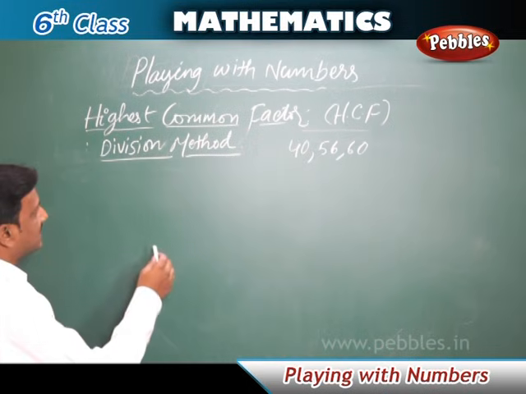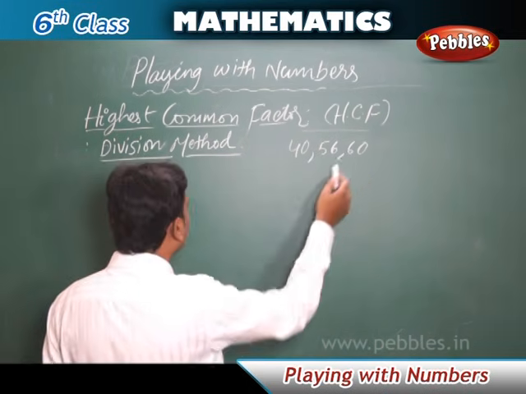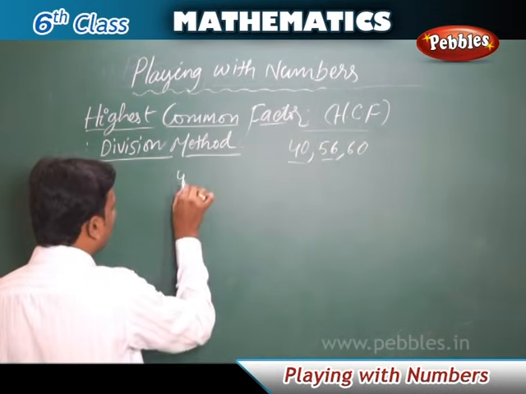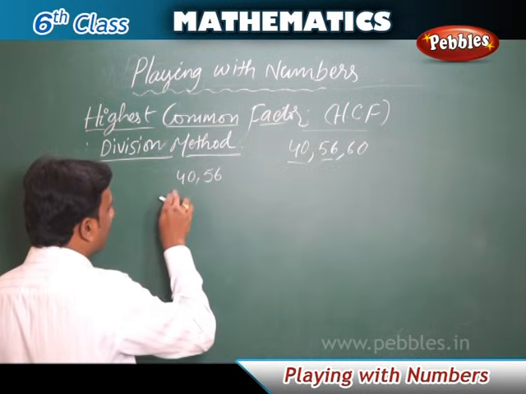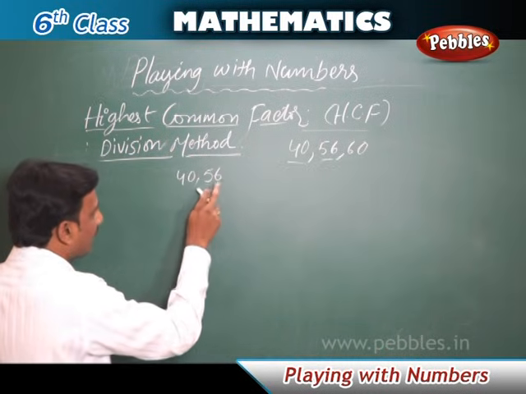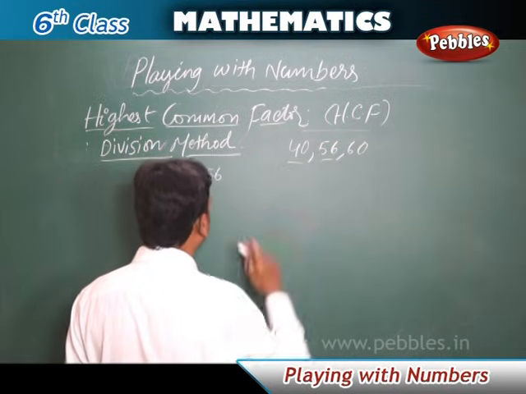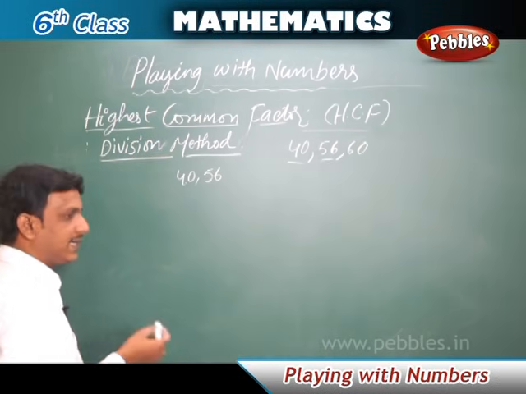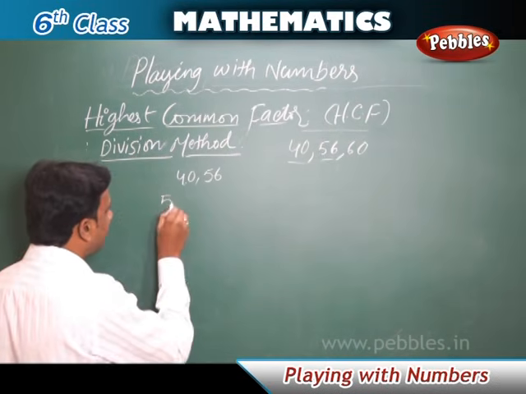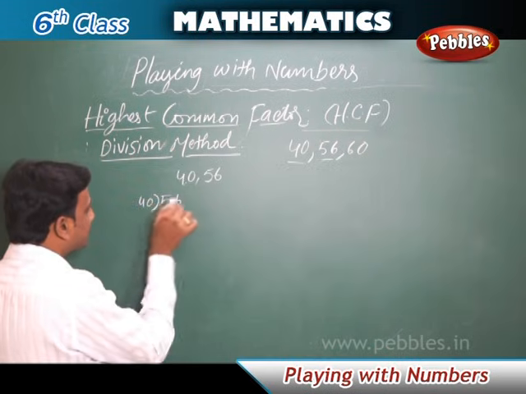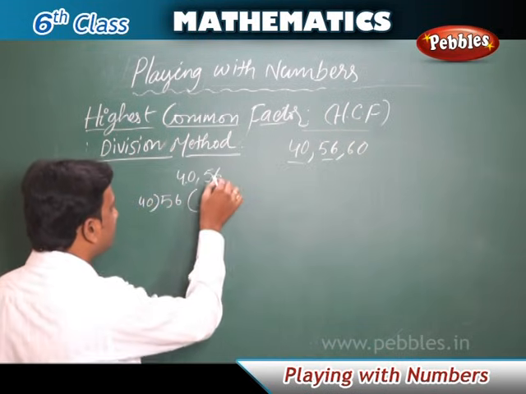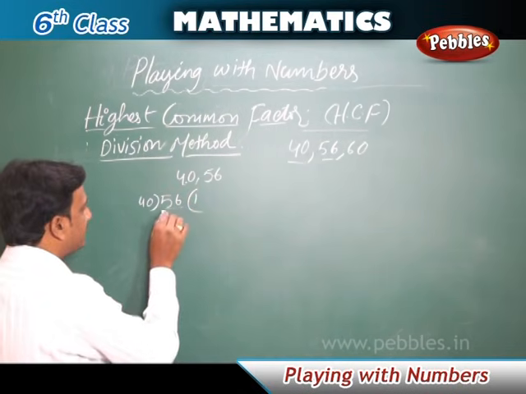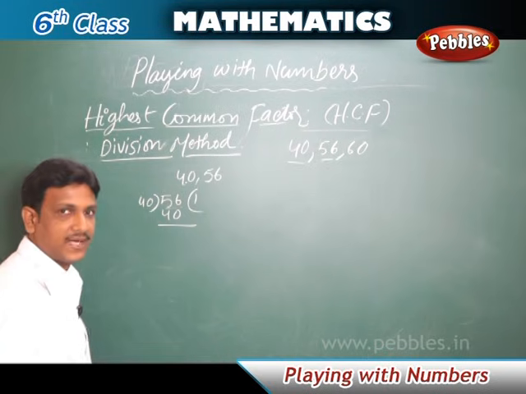Now let us find the HCF of 40, 56 and 60 using the division method. Let us take the first two numbers, 40 and 56. After finding the HCF of these two numbers, we can find the HCF with the other number. In the division method, first we divide the bigger number by the smaller number. We have taken the big number 56 here and 40 here. Now carry out the division till we get the remainder 0.